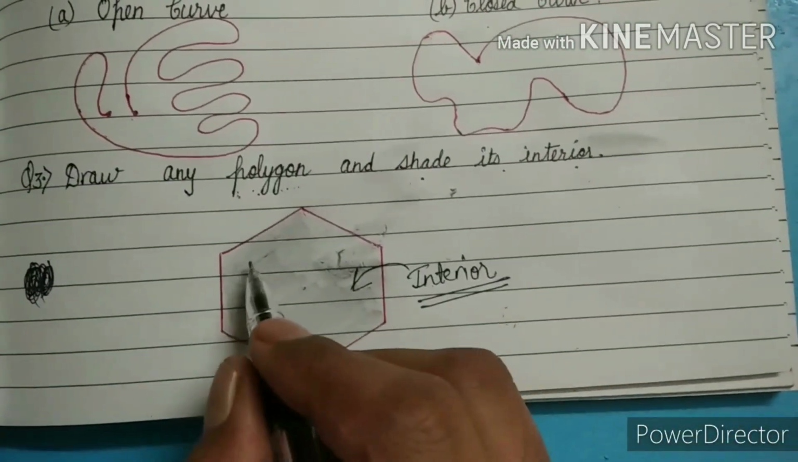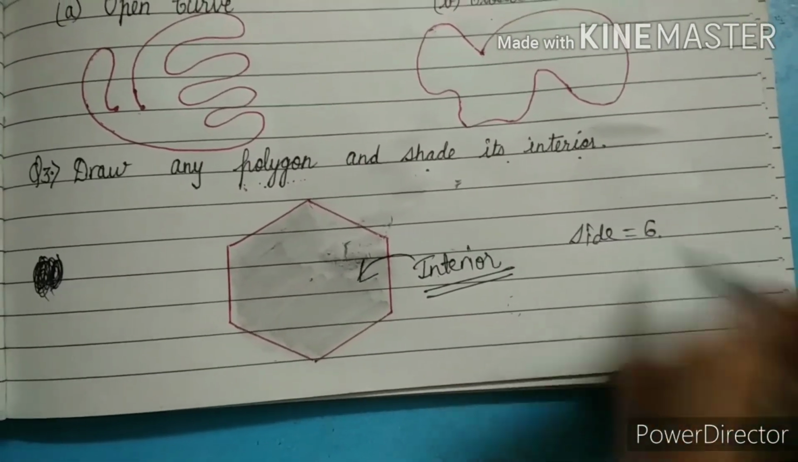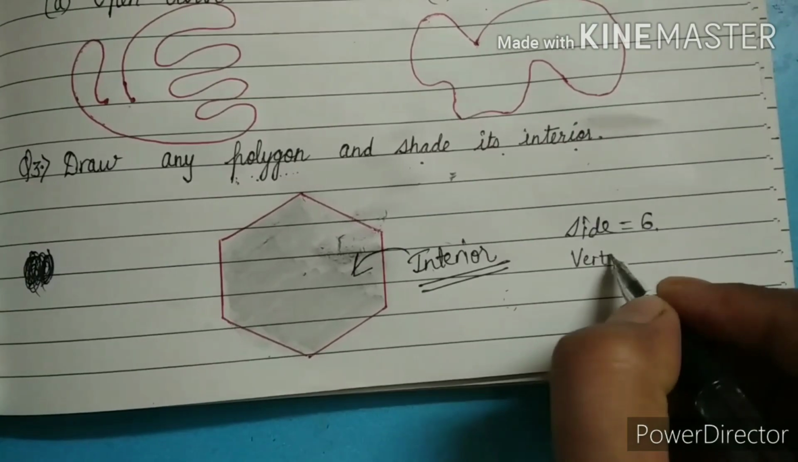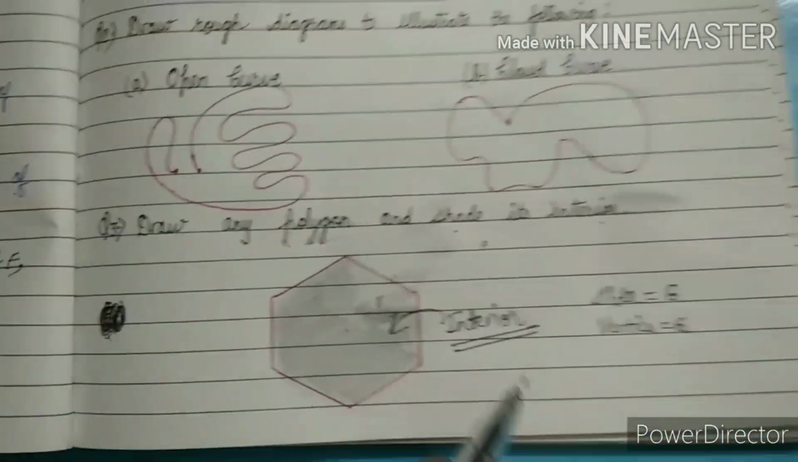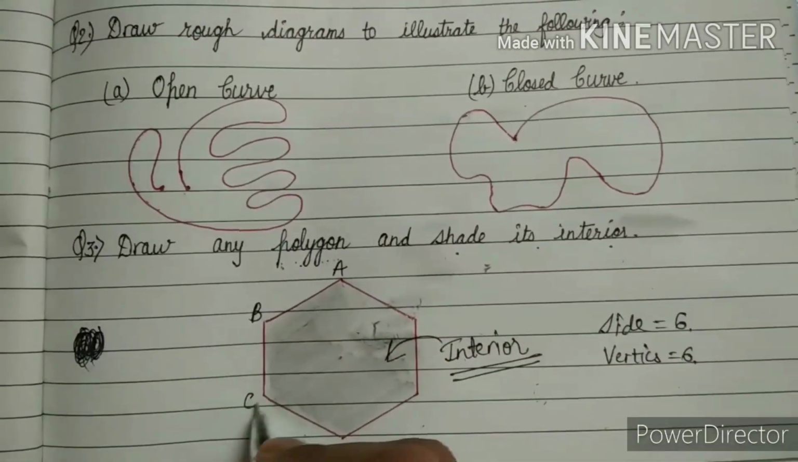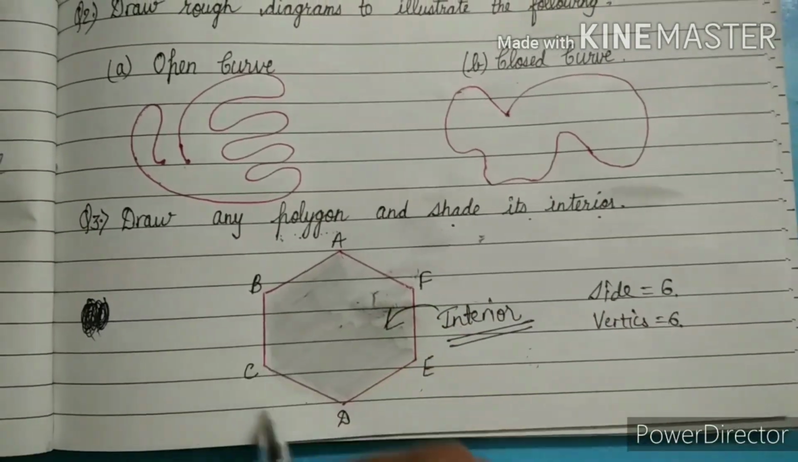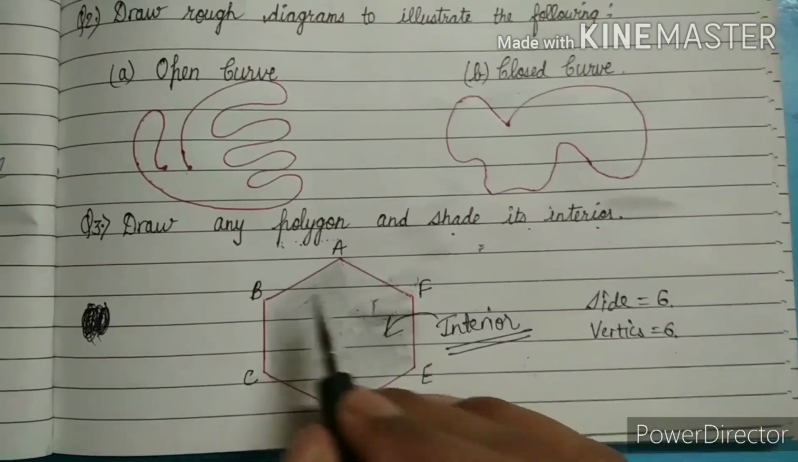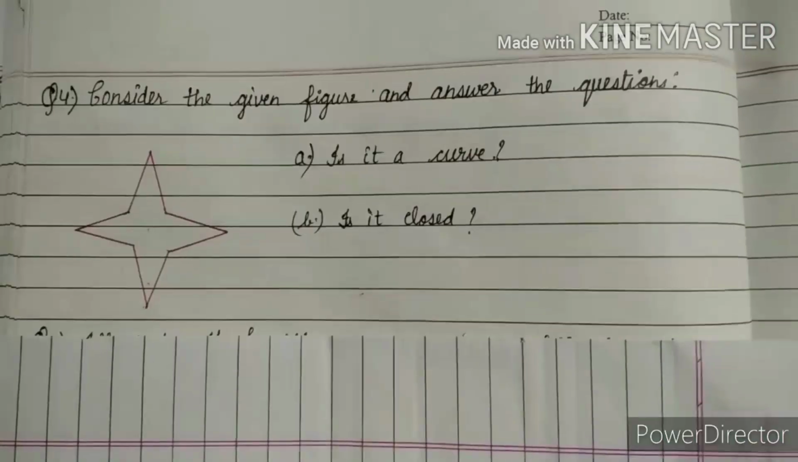Okay, how many sides does the figure have? Sides is 6, vertex भी कितने होंगे? 6. So now we will put their names A, B, C, D, E, F. So A, B, C, D, E, F are the vertices of the figure. So here we completed question number 3.